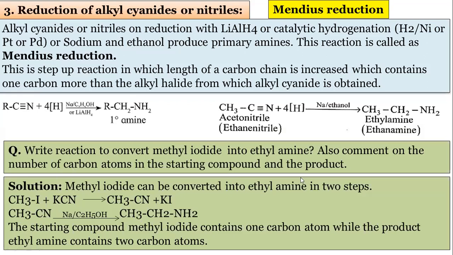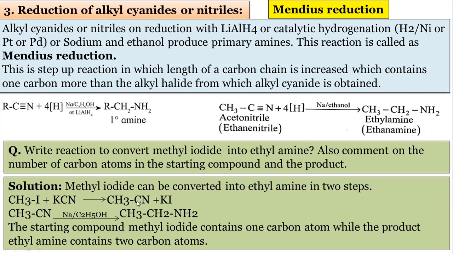See, the question is there: write the reaction to convert methyl iodide, an alkyl halide, into ethylamine. Also comment on the number of carbon atoms in the starting compound and the product. First, methyl iodide is taken plus KCN. When KCN is used, we get the cyanides, and when AgCN is used, we get the isocyanides.